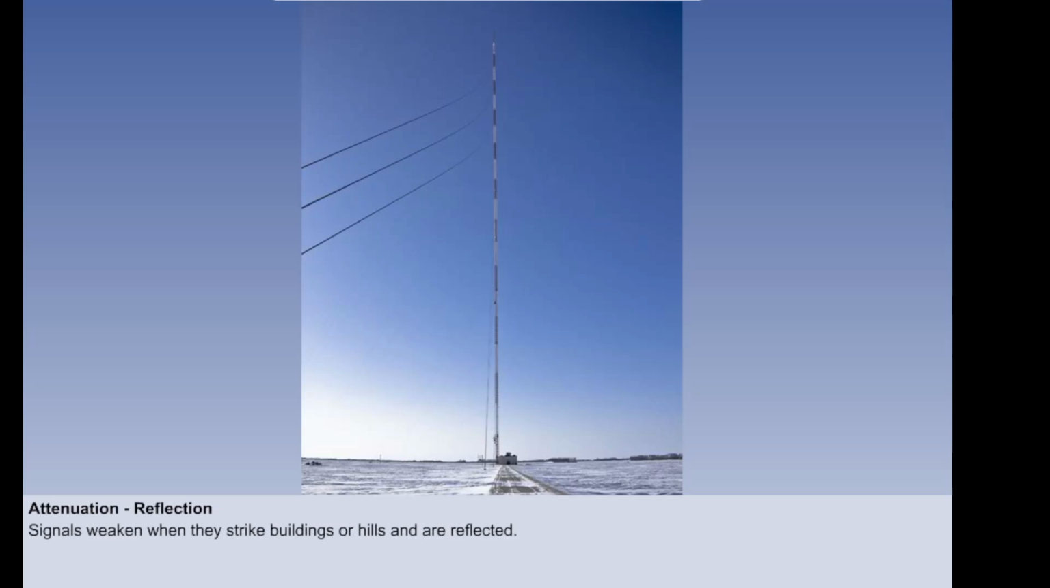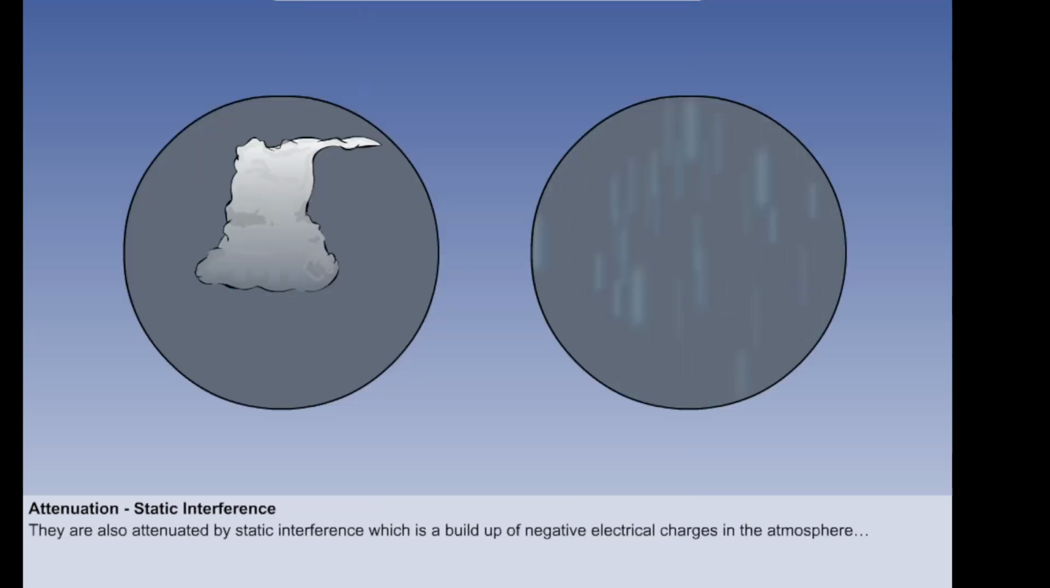Reflection of signals off buildings and hills, etc., will weaken any signal. Consequently, aerials should be positioned as high as possible or well clear of buildings and other causes of refraction. Static interference in the atmosphere also attenuates radio signals. It is caused by an imbalance of positive and negative electrical charges in atoms, which come into contact with each other, causing electrons to be transferred from one atom to another.